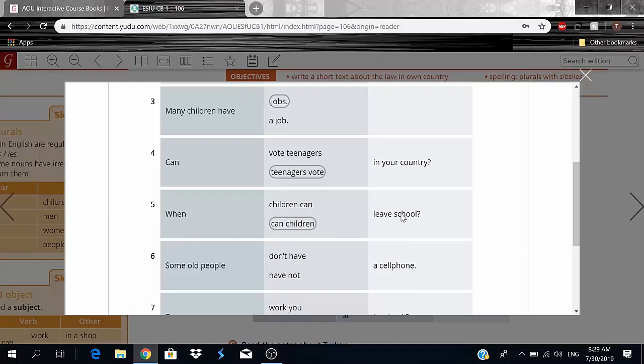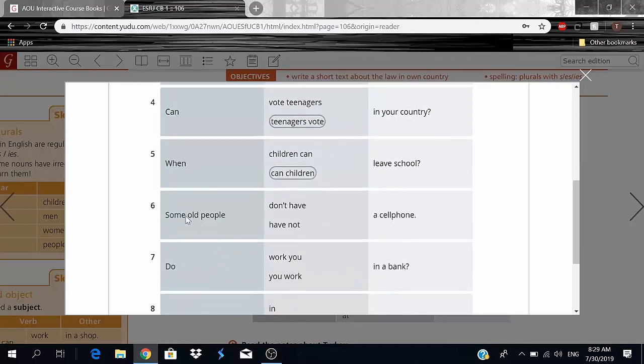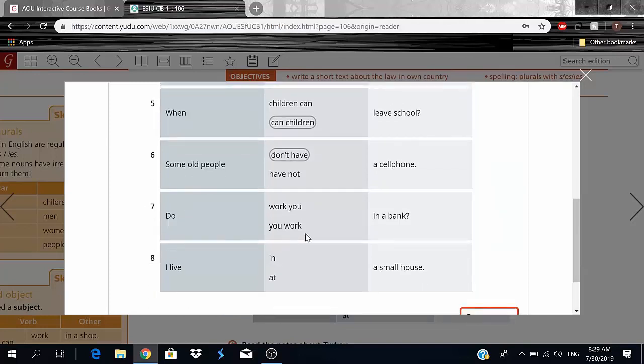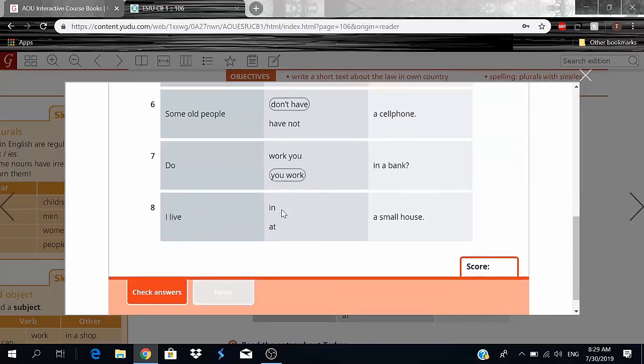Okay? Here we have some old people don't have or have not a cell phone. And this is just easy. Don't have a cell phone is the correct answer. Number 7, do work you in a bank or do you work in a bank? So, obviously this is a question, so do you work in a bank? 8, I live in or at a small house. Okay, so I live inside a small house. Okay, now it's simple enough.